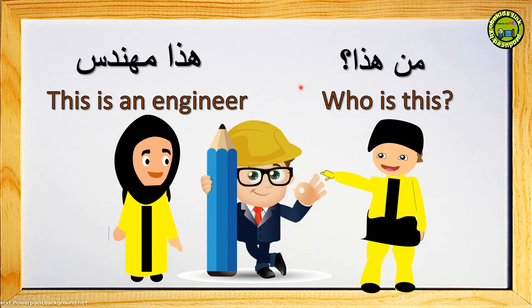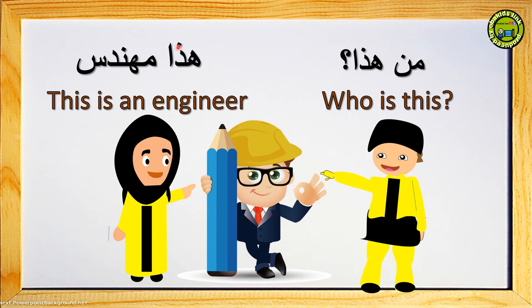The reply to it is hadha muhandisun. Hadha is the subject and muhandisun is the predicate. So hadha muhandisun means this is an engineer. And also, there doesn't have to be only one predicate. There can be more than one predicate, or even three predicates. Hadha muhandisun.